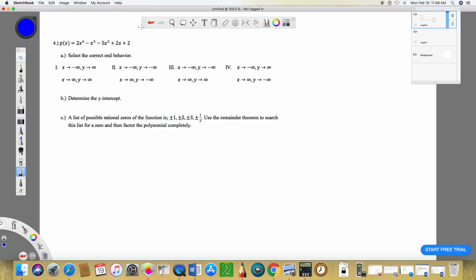Problem 4 is a polynomial function of degree 4, and that's an even number. And the leading coefficient, the number that's in front of x when it has x to the fourth, is 2, and that's positive. So since it has a positive leading coefficient, it's going up to the right, and since it's an even degree, the end behavior is together. So this time it's going both positive and positive. So that's Roman numeral 1.